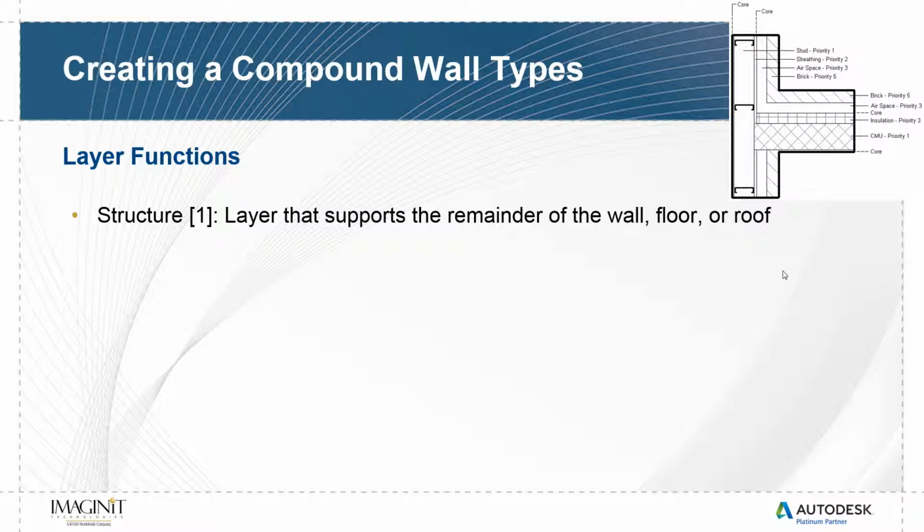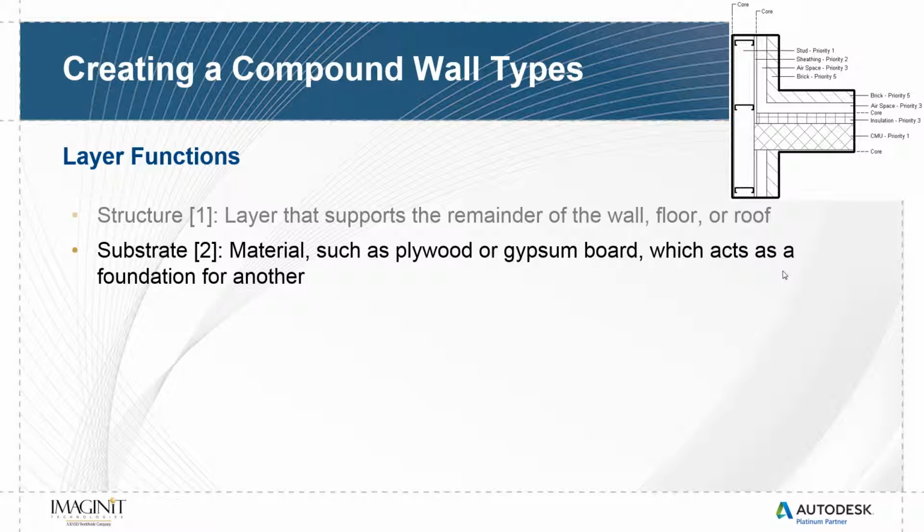When we're building this, we're building it based upon these different layer functions. So function 1, structure. Pretty straightforward, right? Concrete, stud, those things. Substrate, what's that? Typical plywood, right? Number 2, though, that's what's important, 1 and 2. 1 cuts through everything. 2 will not cut through 1. Okay?